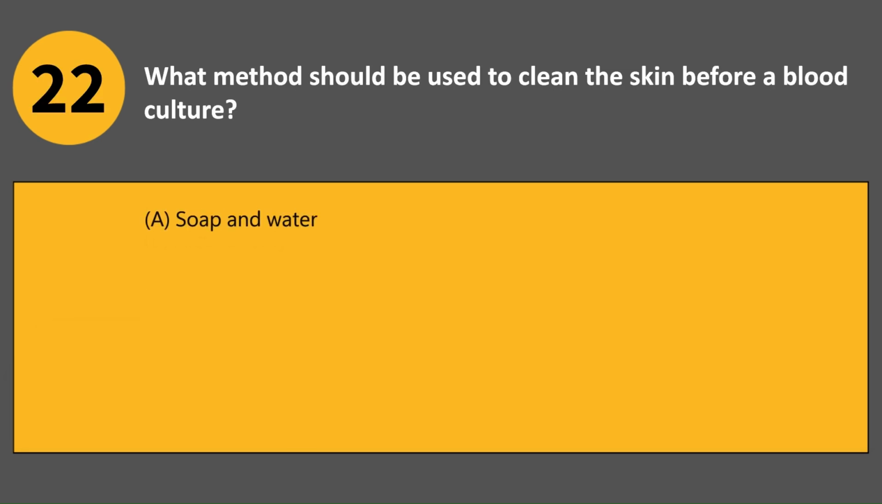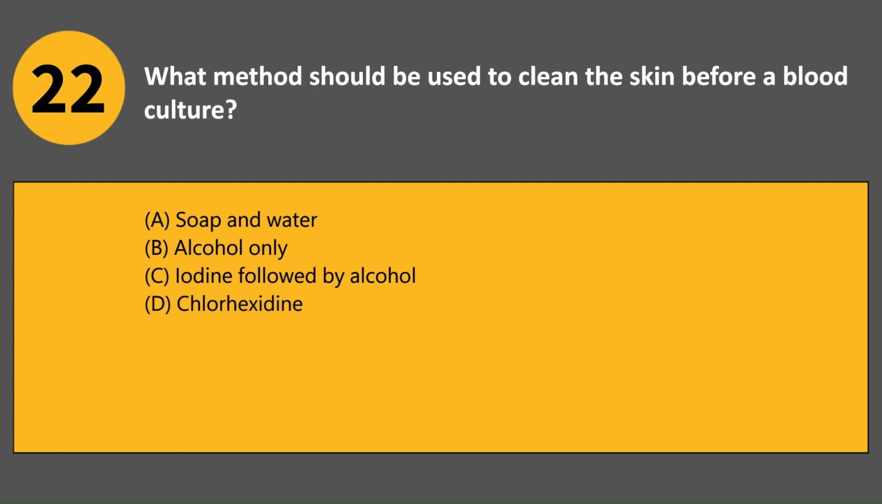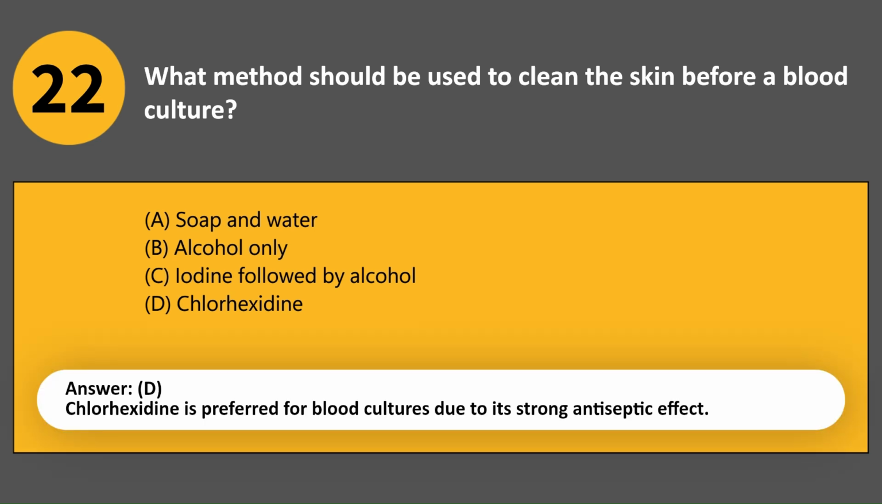What method should be used to clean the skin before a blood culture? A. Soap and water. B. Alcohol only. C. Iodine followed by alcohol. D. Chlorhexidine. Answer, D. Chlorhexidine is preferred for blood cultures due to its strong antiseptic effect.